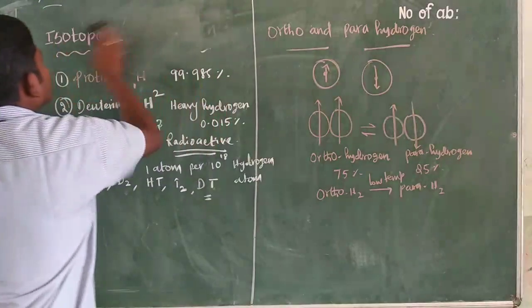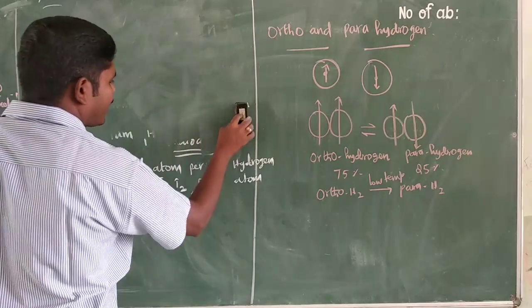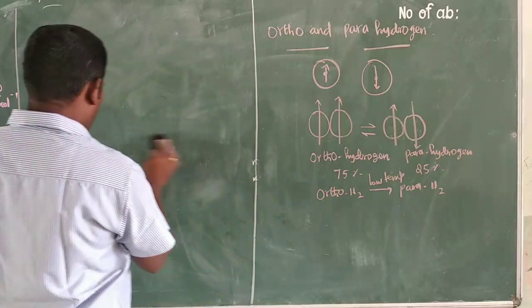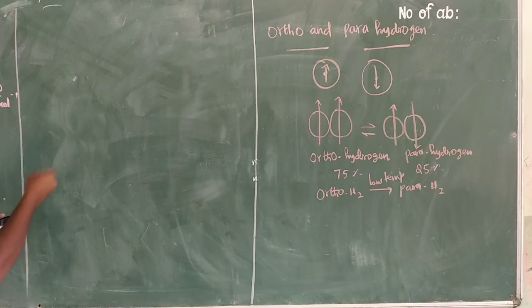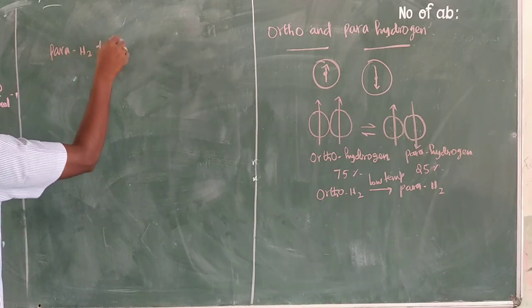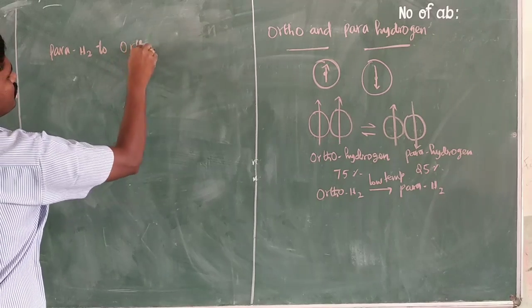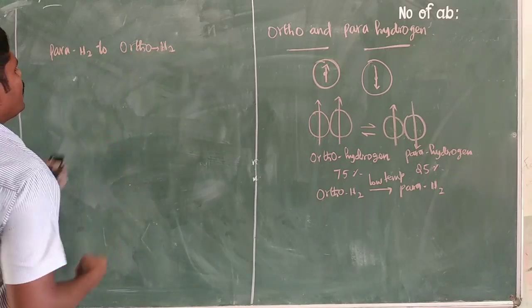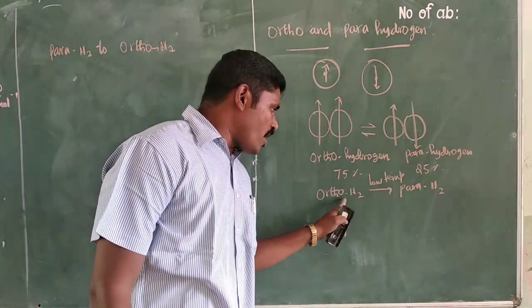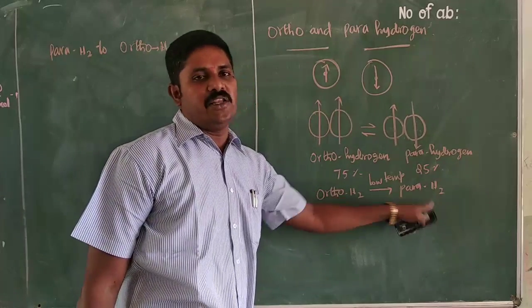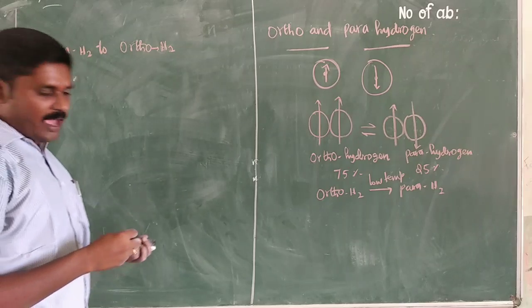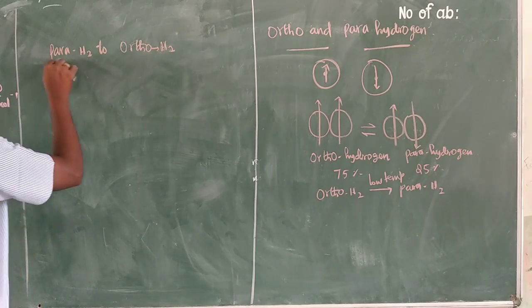Next, the conversion of para-hydrogen to ortho-hydrogen. At low temperature, ortho-hydrogen is converted into para-hydrogen, which is a slow process. For the conversion of para-hydrogen to ortho-hydrogen, there are three methods.